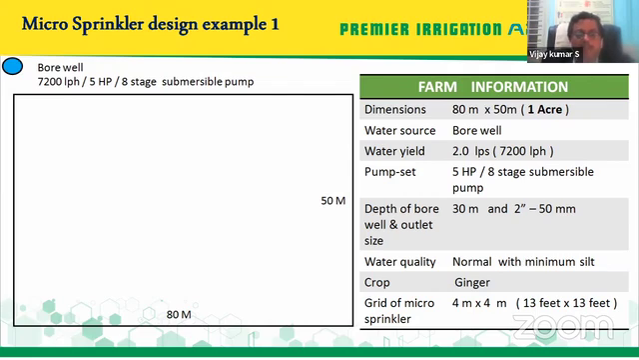And the water quality is normal, with minimum silt. The crop that I want to irrigate with this micro sprinkler is ginger, and I now have to decide what should be the grid of the micro sprinkler. I showed you the various combinations: 3 meter by 3 meter, 3.5 by 3.5 meter, and 4 meter by 4 meter. For the sake of easy design, the soil is sandy loam, and I would like to have adequate overlap. But generally, a head-to-head overlap is considered. So I am taking a grid spacing of 4 meter by 4 meter.